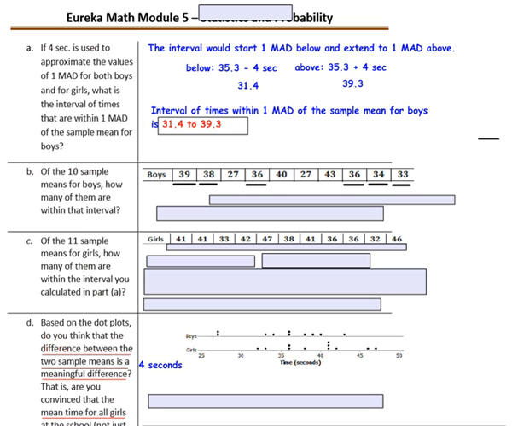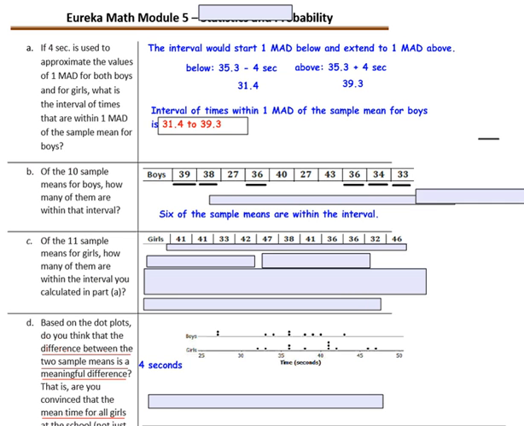27 is not. 36 is. 40 is not, 27 is not, 43 is not, 36 is, 34 is, and 33 is. And so 6 of the sample means are within that interval.